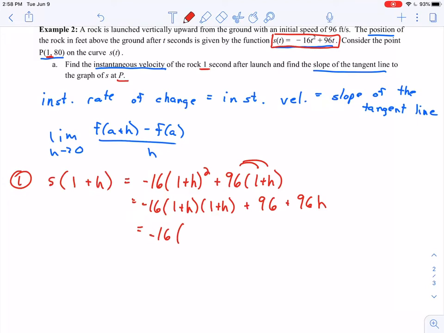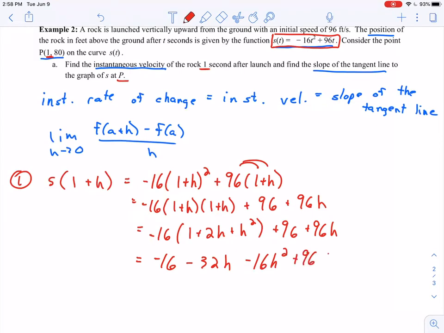So I'm going to say negative 16. If I FOIL that out, I'll have 1 plus 2h plus h squared, plus 96 plus 96h. And what do I have then? I've got negative 16 minus 32h minus 16h squared plus 96 plus 96h. We'll combine our like terms. We've got negative 16 and positive 96; combine those and that gives me 80. We've got negative 32h and 96h, so that would be plus 64h, minus 16h squared. It looks like that's about as simplified as we're going to get.